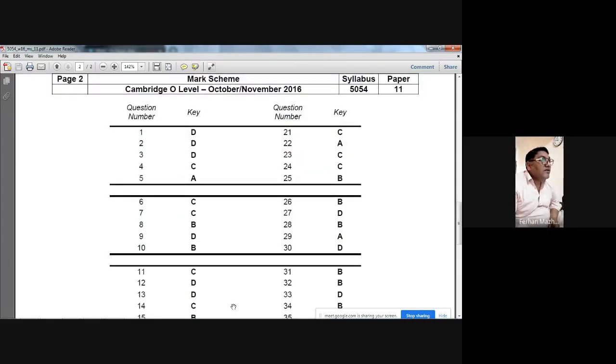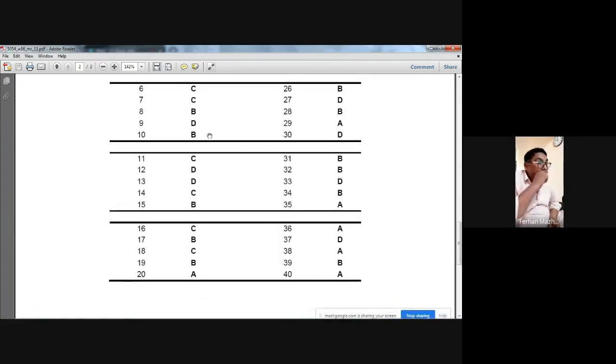21C, 22A, 23C. For 22 we did not make a choice there. 22A will be the answer. You have to do that calculation. Okay, so 25B, 26B, 27B, 28B, 29A, 30B, 31B, 32B, 33D, 34B, 35A, 36A, 37D, 38A, 39B, 40A.